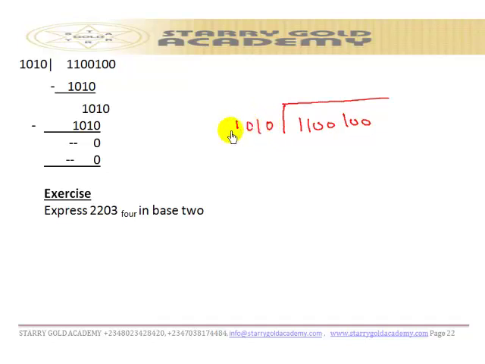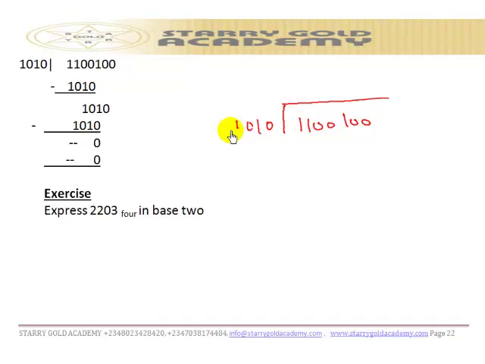Now the first thing I want to do is I want to see this number. I know it's in base 2. Yes, this number is in base 2. But first, what do you see? You see 1010. You see 1100100. These are the two numbers you can see. It's in base 2, but let's see it that way.